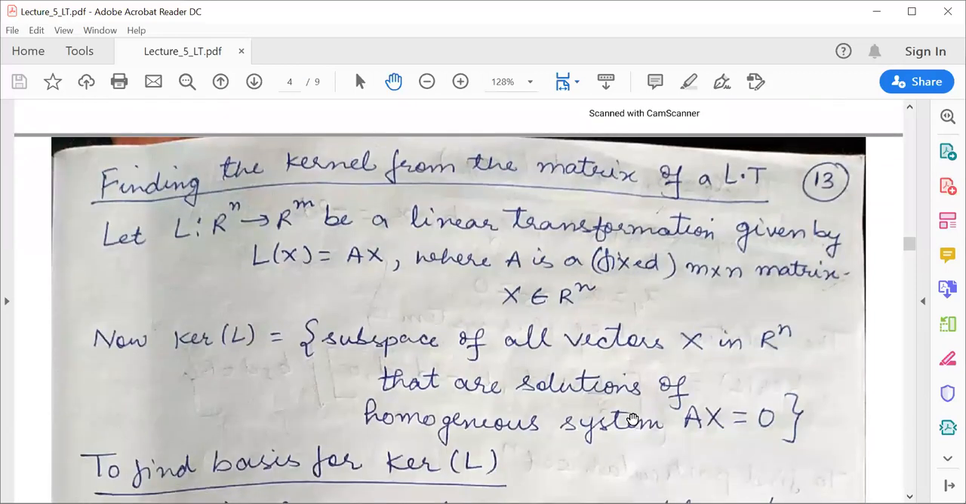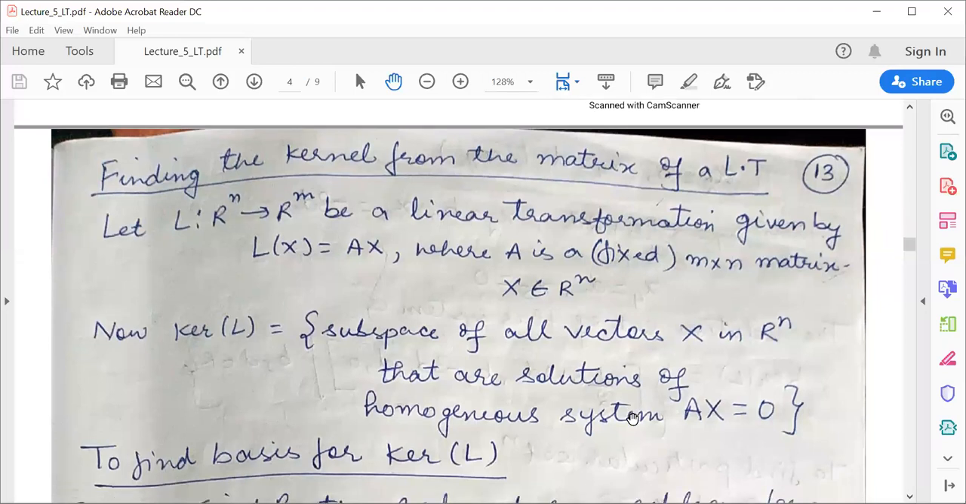Next is finding the kernel from the matrix of a linear transformation. So this we will do in the next video.